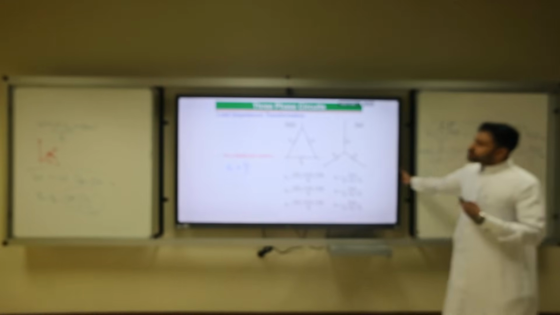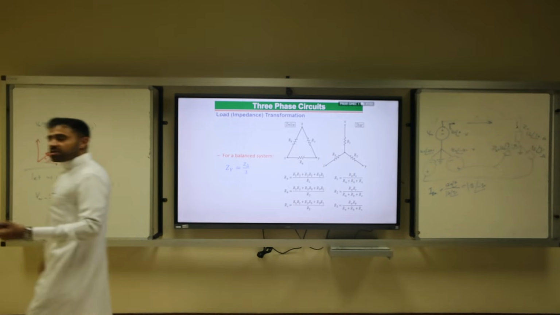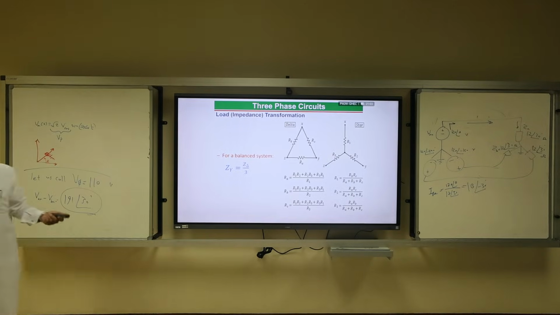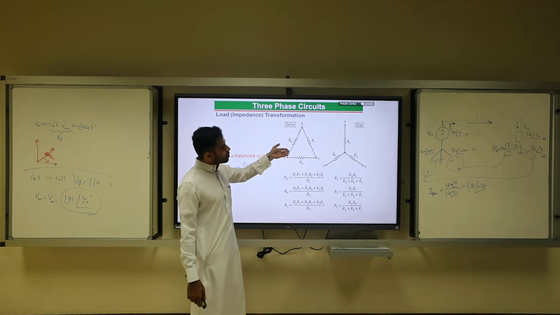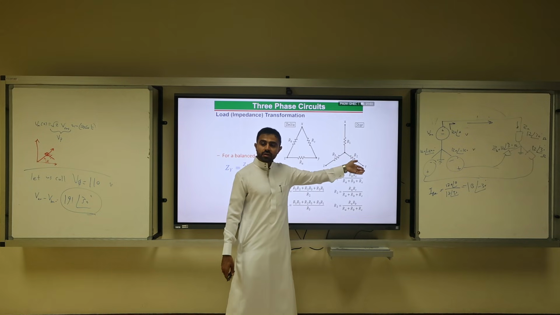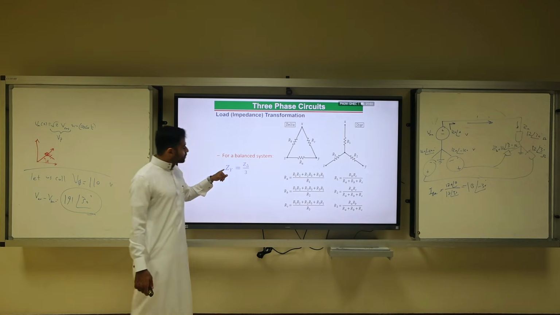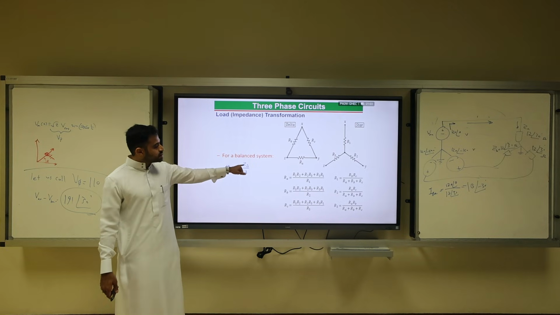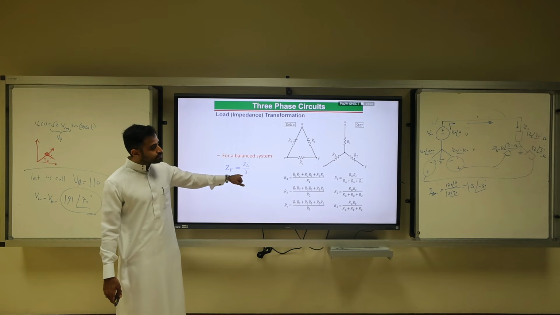Another important thing is we have to do the load transformation. This is very important in power systems: if you have a delta connected load, you want to convert it to Y connected to simplify the calculation. You simply use this formula. Impedance of Y is impedance of delta divided by 3. Just divide by the number 3.